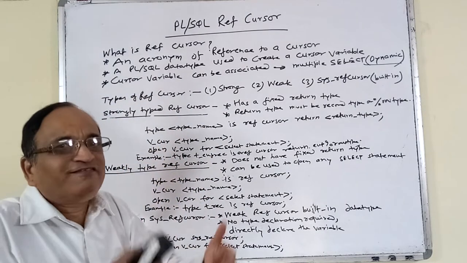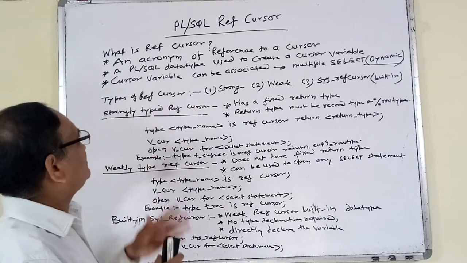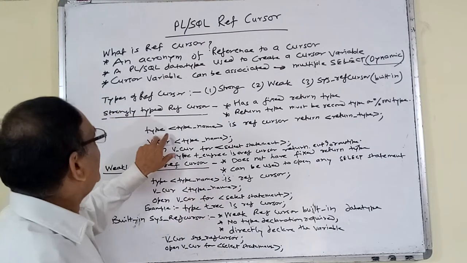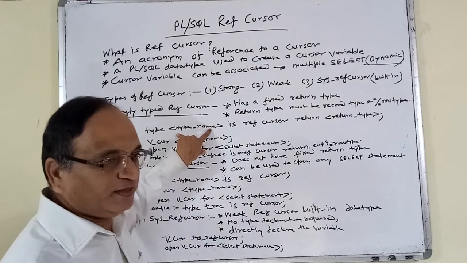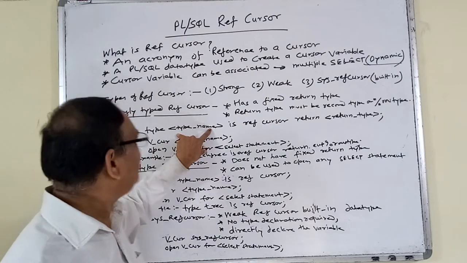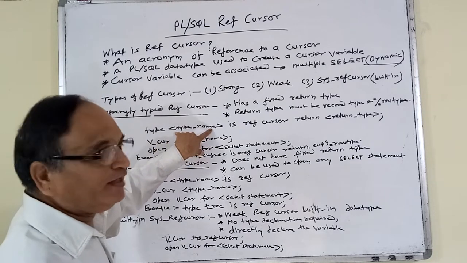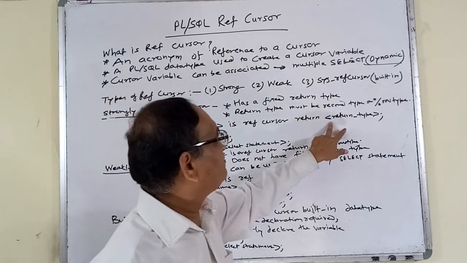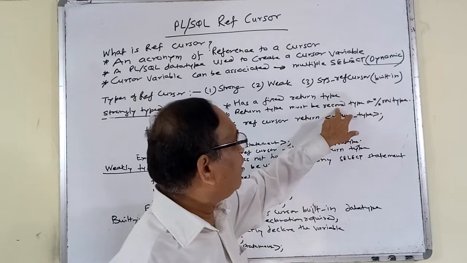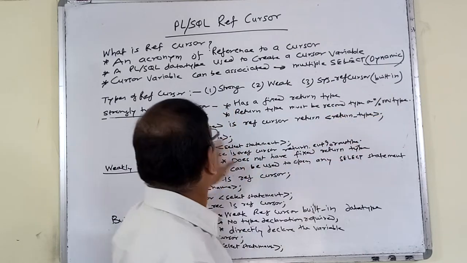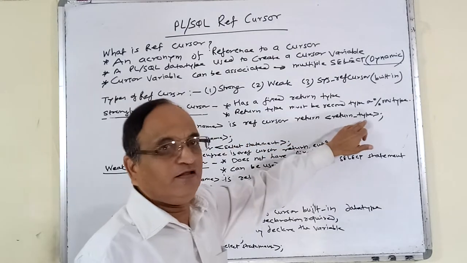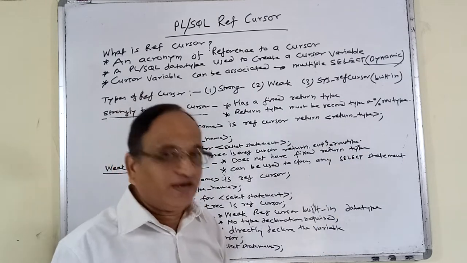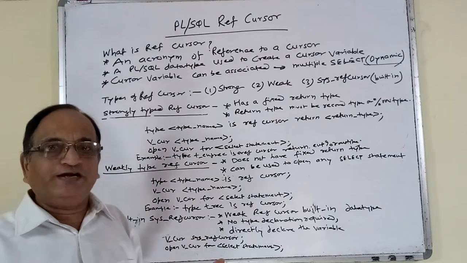Now, the generalized syntax for the strongly typed REF CURSOR is simple. In the declaration section of the PL/SQL block, you write TYPE, then some type name, which you have to provide as per the naming conventions followed by Oracle, IS REF CURSOR, and then RETURN, and some return data type, which will be either a record type or a %ROWTYPE. That is the generalized declaration statement you have to use in the declaration section. And then, as I told you, it is a two-step process.